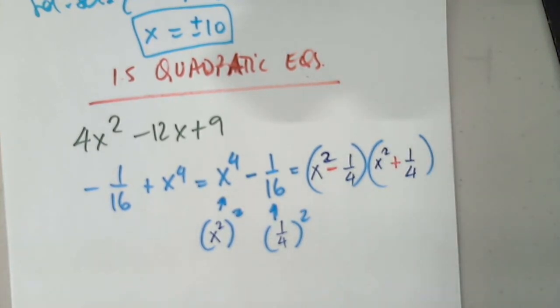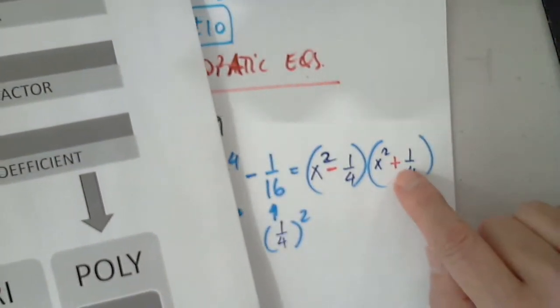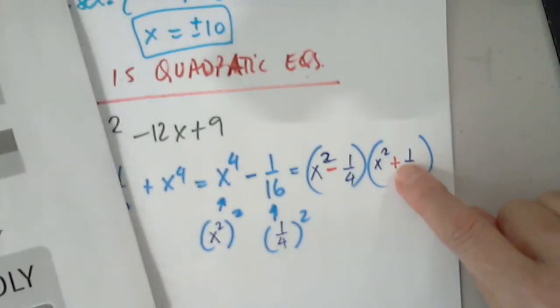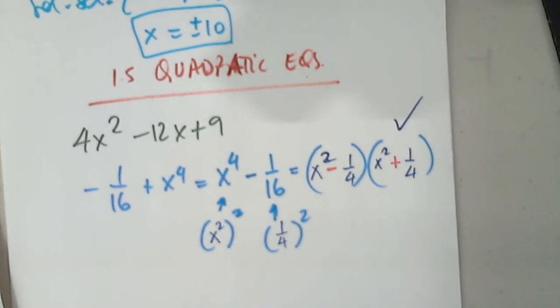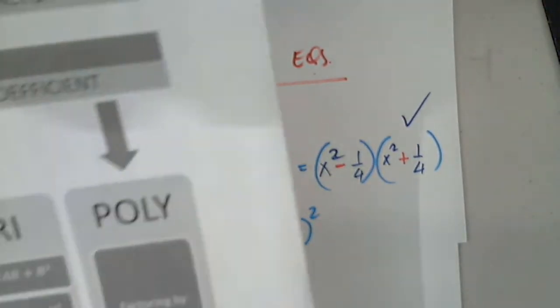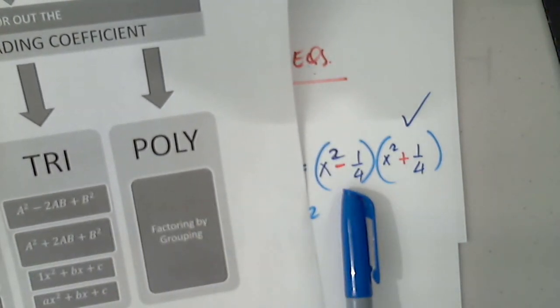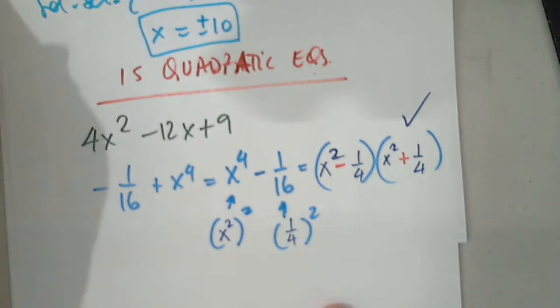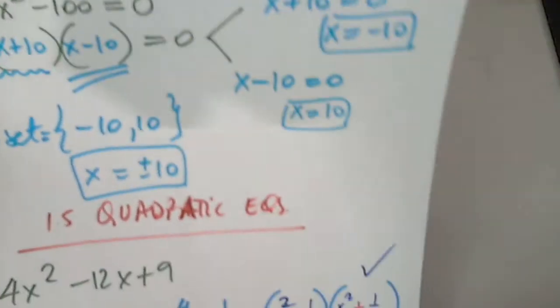Now I go back because this is not enough. I go back to my strategy and I realize that this is the sum of squares. This sum of squares is not factorable. I can't do anything to it. But x squared minus 1 over 4 is again the difference of squares. And how do I factor that? How do I factor x squared minus 1 over 4?